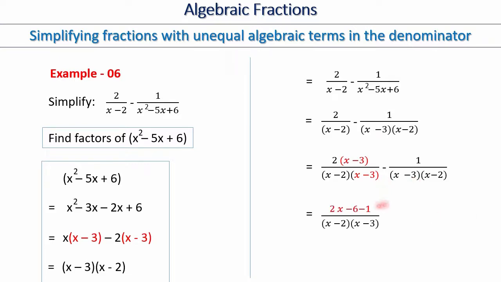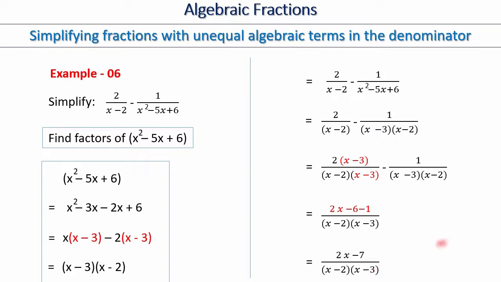Now what I have to do, so x minus 2 into x minus 3 is the denominator. So I can operate the bracket, 2x minus 6, this minus 1. Then the final answer becomes 2x minus 7 upon x minus 2 into x minus 3.